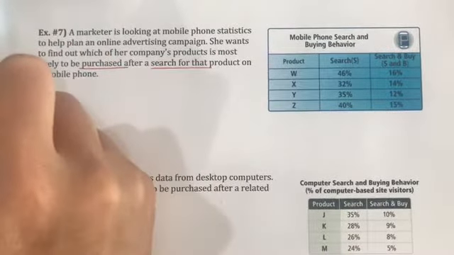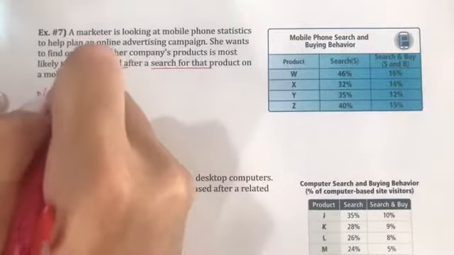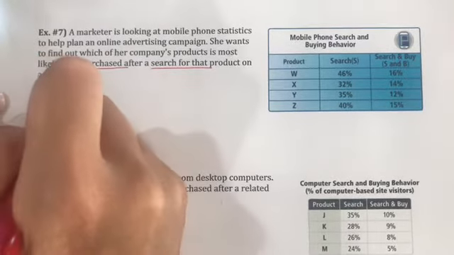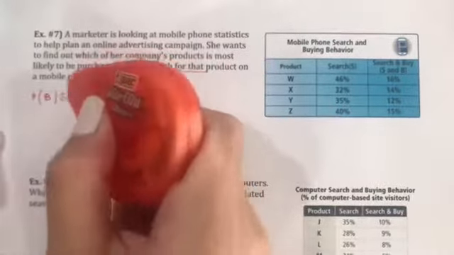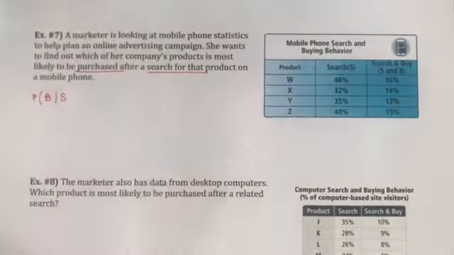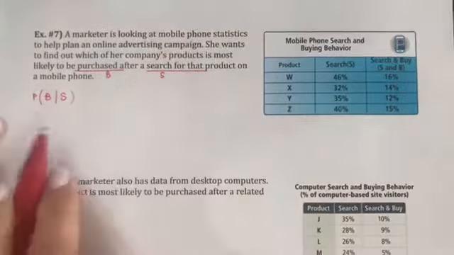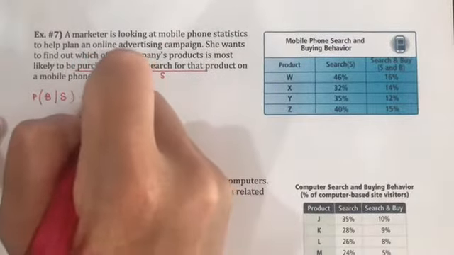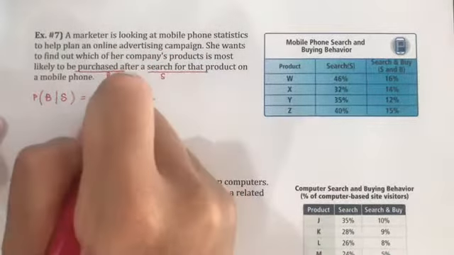So the probability of buying, given that a search has happened. Given that we're buying, given that a search has occurred. If we think about our conditional probability, it's the probability of buying and searching over the probability of just searching.